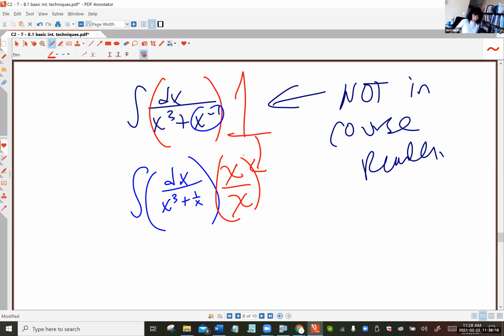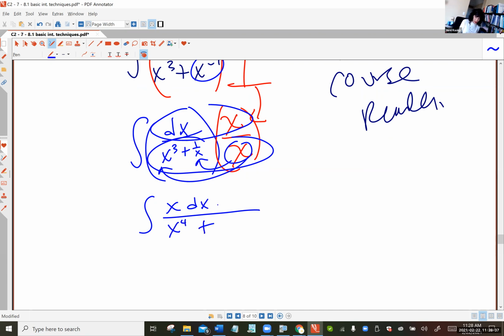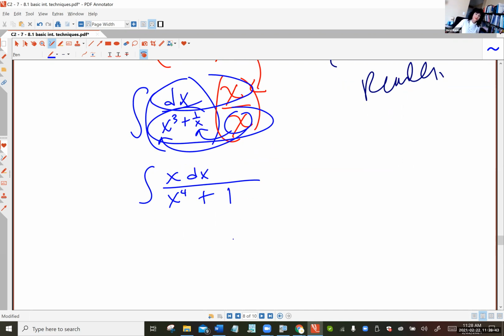Now what? Multiply these two fractions together. Let's multiply the two numerators together to get the brand new numerator. And then multiply these two denominators together, and we'll distribute at the same time. So we have x cubed times x, x to the 4th, plus 1 over x times x. Well, that reduces to just 1. Fabulous. Now what?